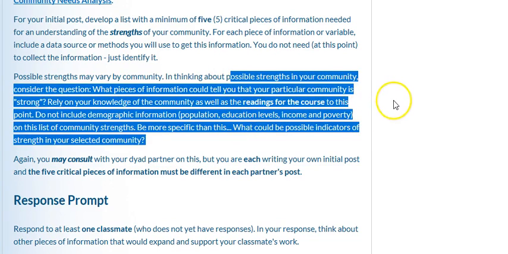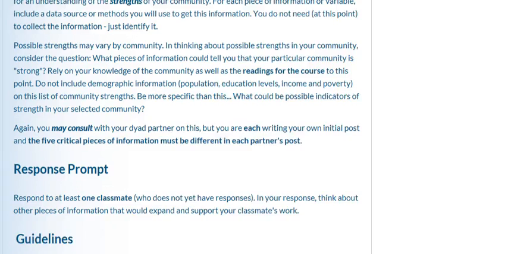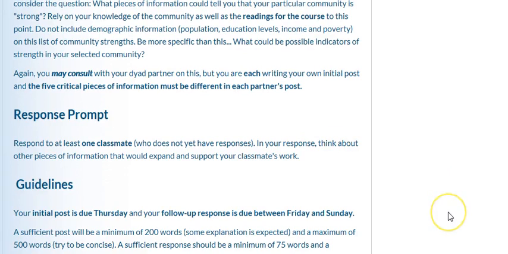So this is the information that you want to take into consideration. You could use the readings of the course. You don't have to include demographic information on this list of community strengths, but you want to be more specific than this. What could be possible indicators of strength in your selected community? You can consult with your dyad or triad partner, but this is an individual assignment. So each person is to provide their own post. In this one, you are responding to one of your classmates.